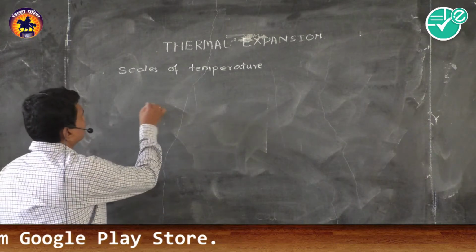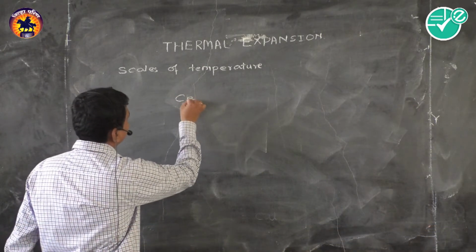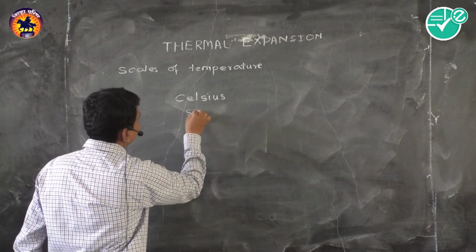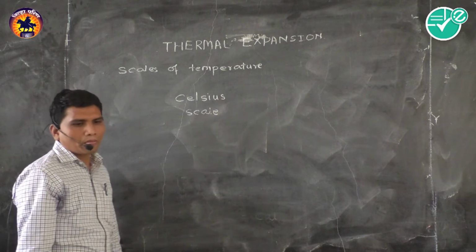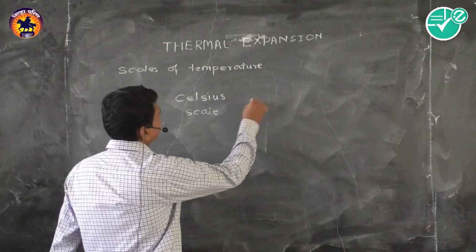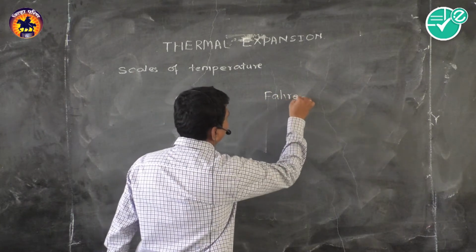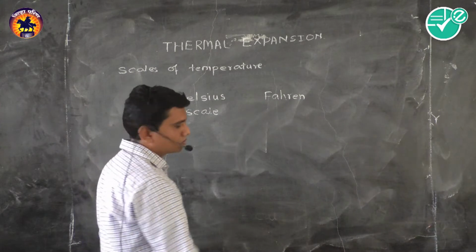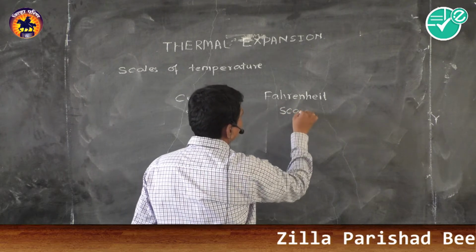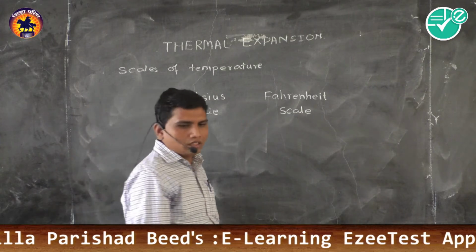The first scale, that is Celsius scale. Second one, Fahrenheit scale. And the third one, that is Kelvin scale.